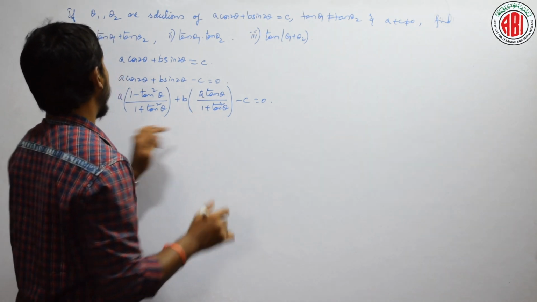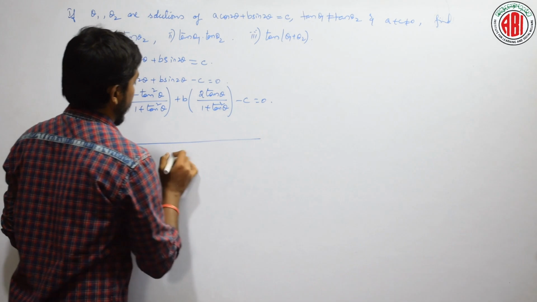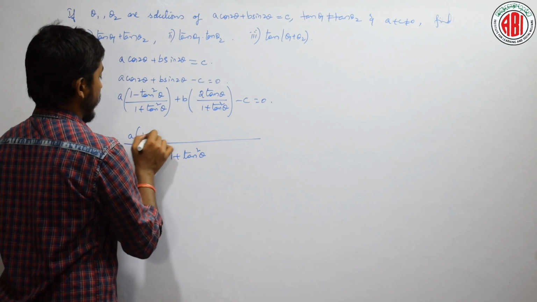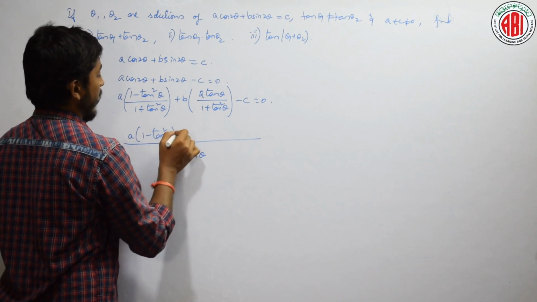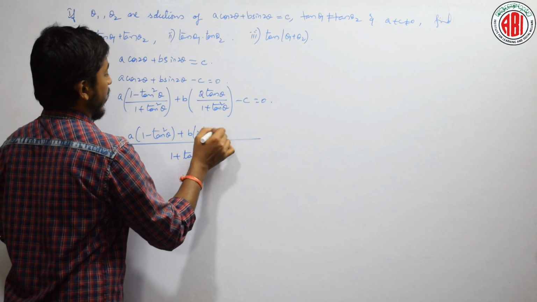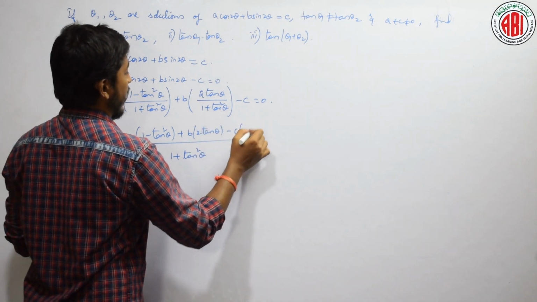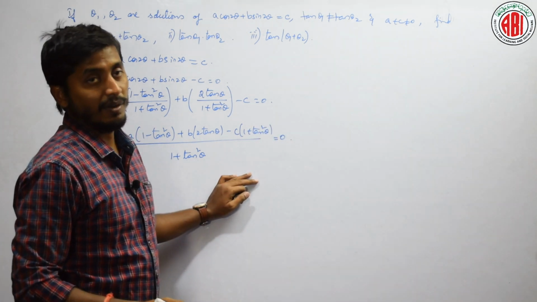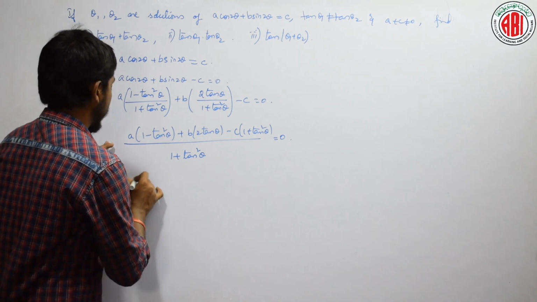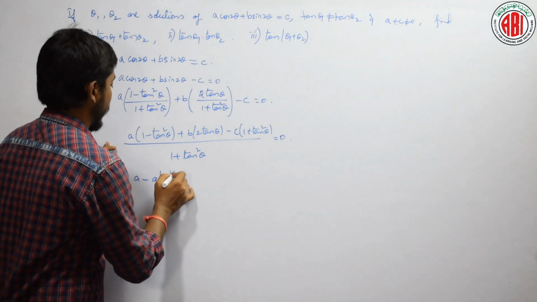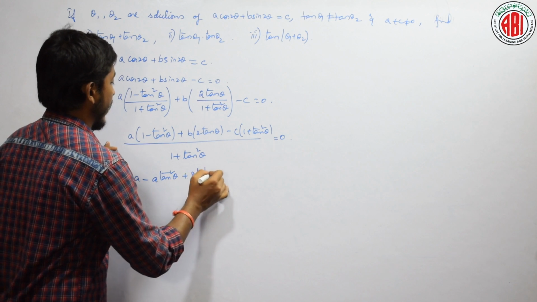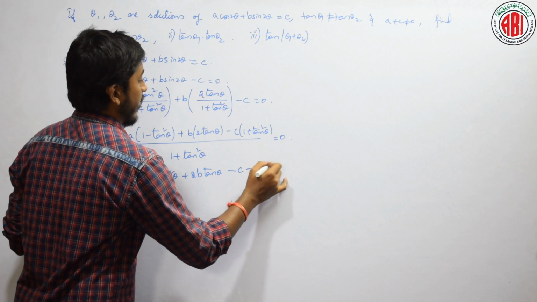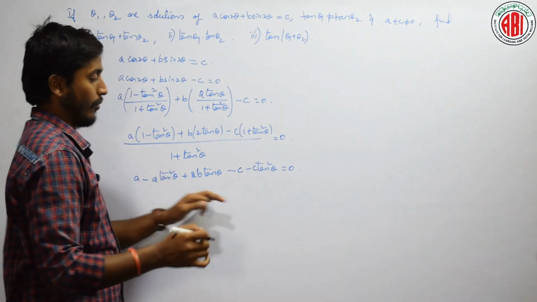What is the LCM here? The LCM is 1 plus tan square theta, so a into (1 minus tan square theta) plus b into 2 tan theta minus c into (1 plus tan square theta). Shall we simplify? a into 1 is a, minus a tan square theta, plus 2b tan theta, minus c tan square theta, equal to 0, right.